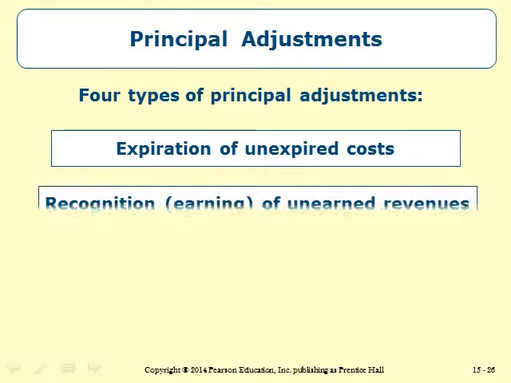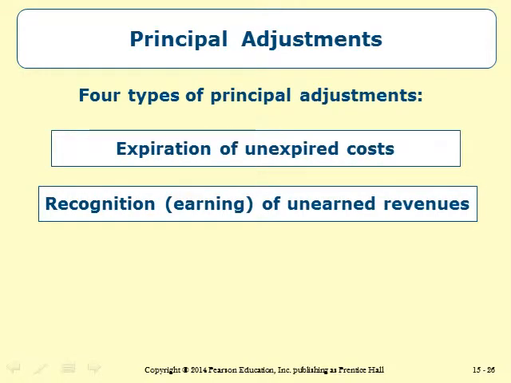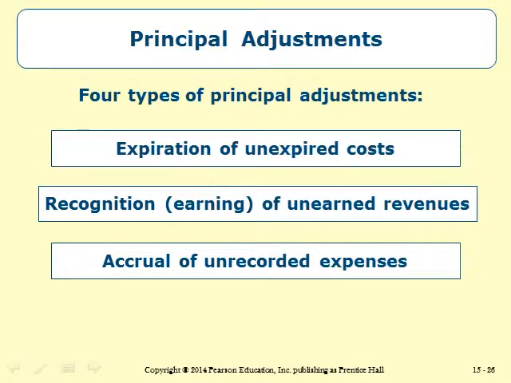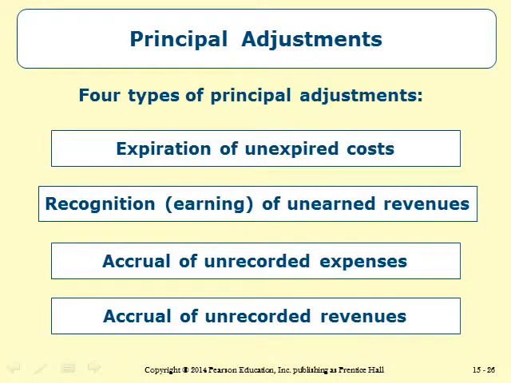So then we talk about the types of adjustments that have to happen in order for us to correctly issue financial statements or for the balances to be correctly reflected. And we can classify these principal adjustments into 4 types. Expiration of unexpired cost, so that is something we prepaid that we have some future benefit on, and so we shouldn't expense it all in the current period.